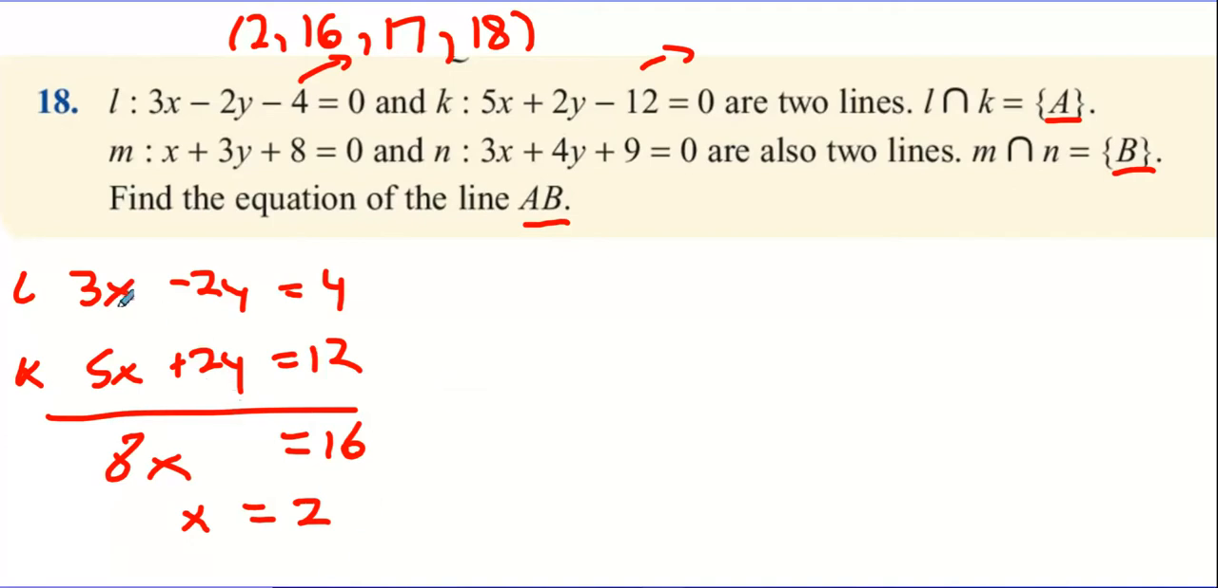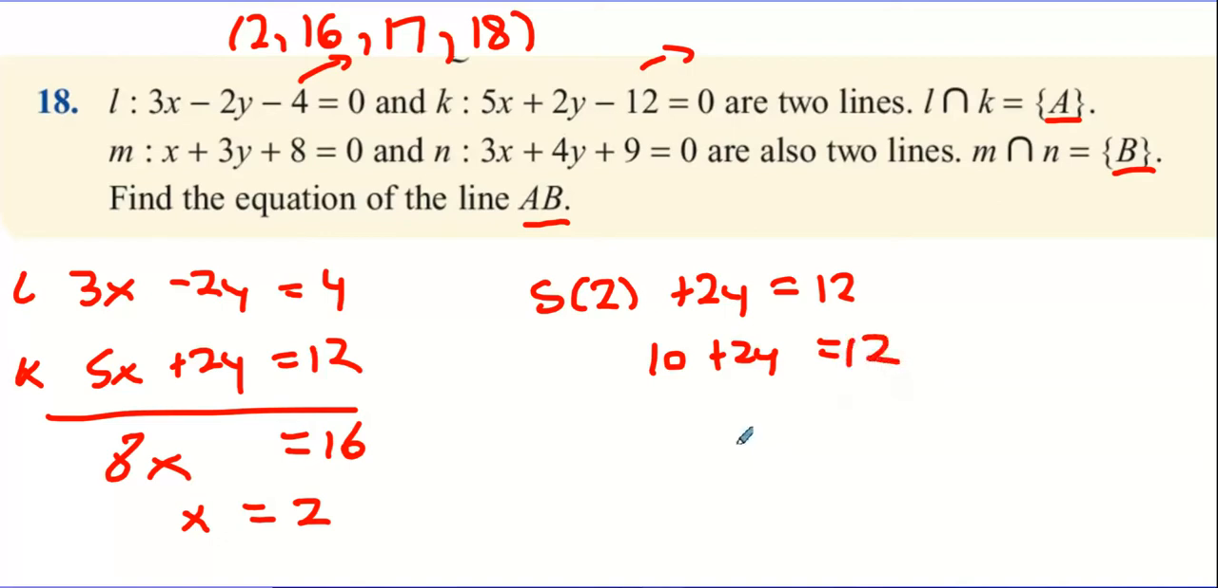So I'm going to sub 2 back into K. 5 times 2 plus 2y equals 12. 10 plus 2y equals 12. 2y must equal, because it's a minus 10 over here, so 2y must equal 2. Y therefore must equal 1. So A is the point 2, 1.